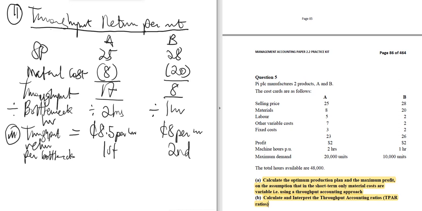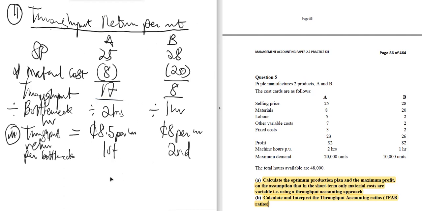So you see, when we are using throughput, it changes from marginal costing. Material becomes the only variable cost. Make sure you never forget this. So now that we have the ranking, we can proceed to calculate our optimum production plan and allocate, getting our profit, maximizing output.